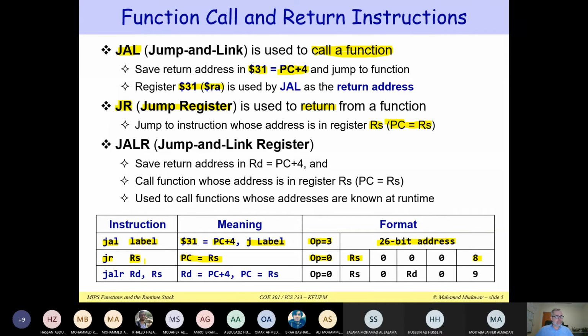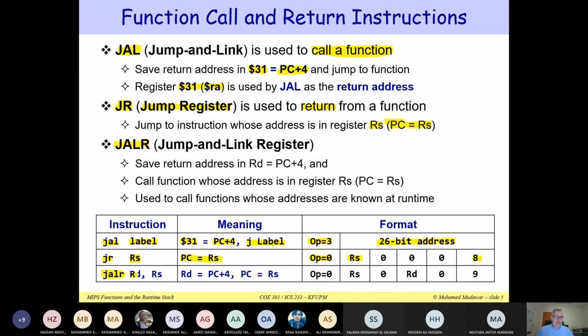So we jump to the address which is stored inside a register. Okay, so this is why it's called a register indirect jump. There is also a third instruction which is called the jump and link register. Jump and link register does two things: it does a jump register and also it does a link. So this is how you write the instruction.